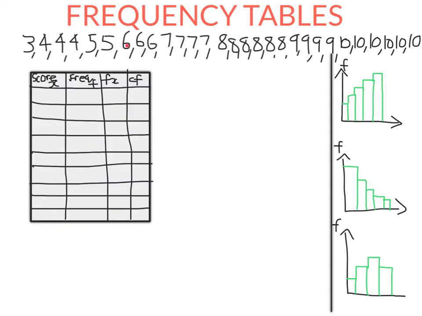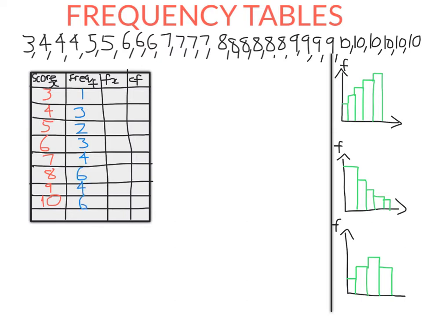If we want to put this information in a frequency table, it looks like this. We have one column for each score and one column for the frequency, which is how many times the score occurred. So let's put this data into this frequency table. We can see that the score 3 occurred once, so we put a 1 there. There were 3 scores of 4, 2 scores of 5, and so on.